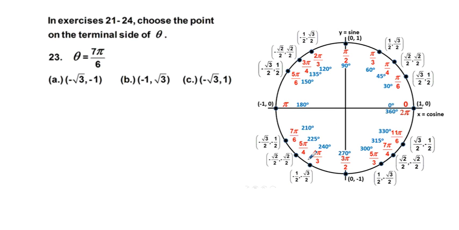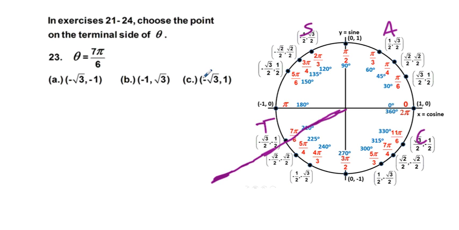Problem 23. Choose the point on the terminal side of theta. Well, 7 pi over 6 is right here in quadrant 3. I'm going to just draw it out here, so there it is, something like this. And which one of these points will qualify? Well, remember that all students take calculus. In quadrant 3, tangent is positive, but sine and cosine are negative.